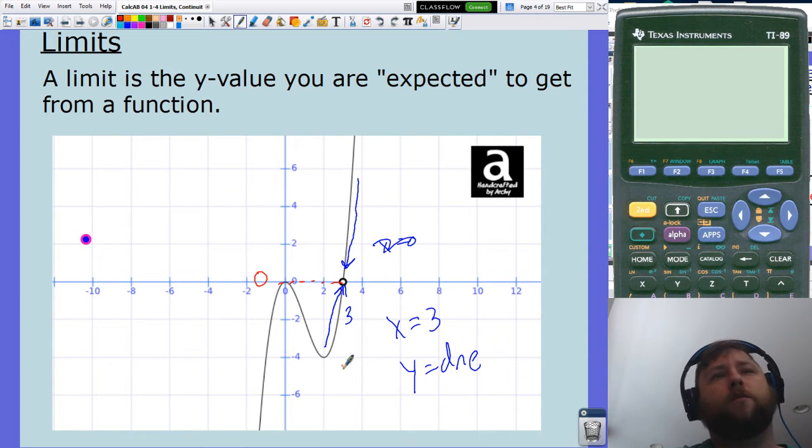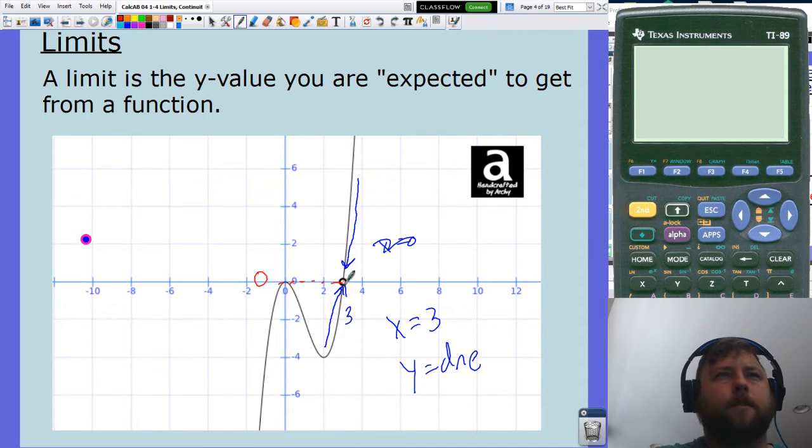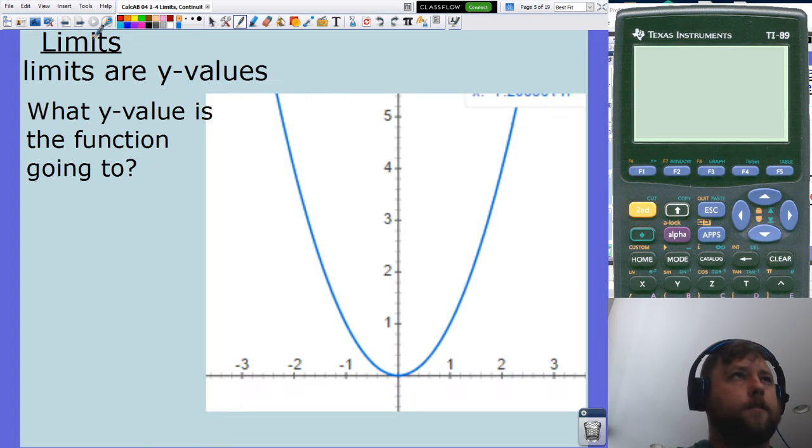Sometimes you want to know what the graph looks like it's going towards, but when you actually get to a point, something weird happens. But you can say, well, I know there's something about that. I know it's going to 0, but the point there doesn't exist. It's kind of weird. New concept here.